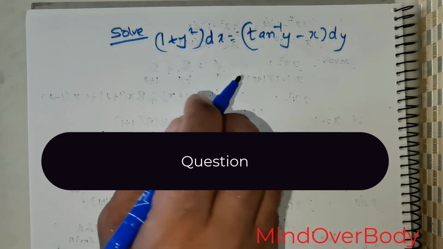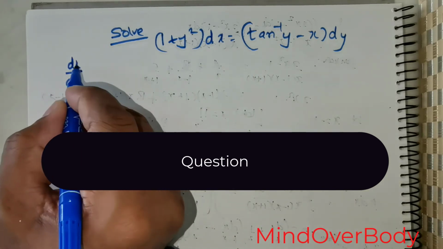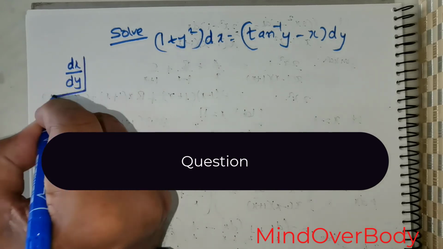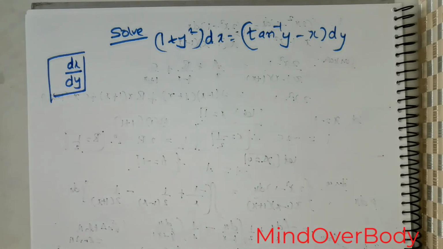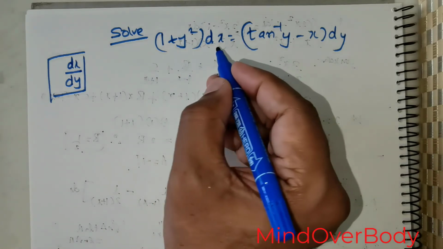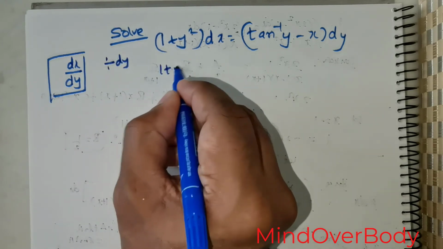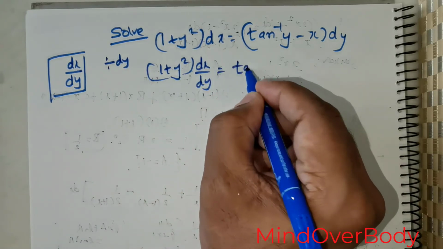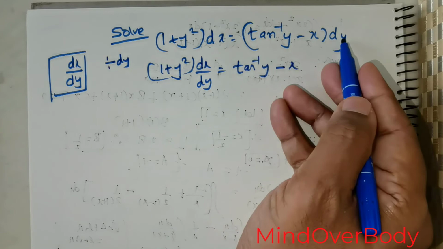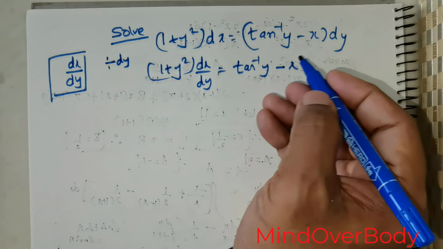The catch is, first and foremost, let us try to write this system in dx over dy form. Probably if we were able to do that, then some insights might arise. So that is what we are going to do. So I'm going to divide by dy. If I were to do that, I'm going to get 1 positive y squared times dx over dy is equal to tan inverse of y negative x, because if I divide by dy, this is going to get neutralized.